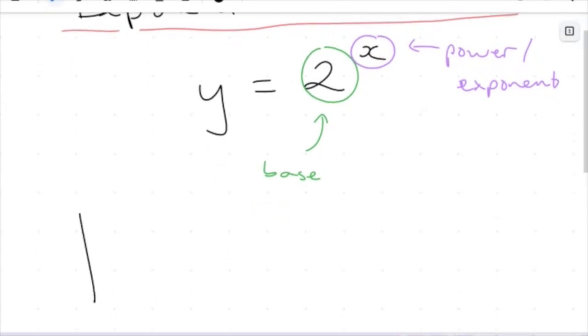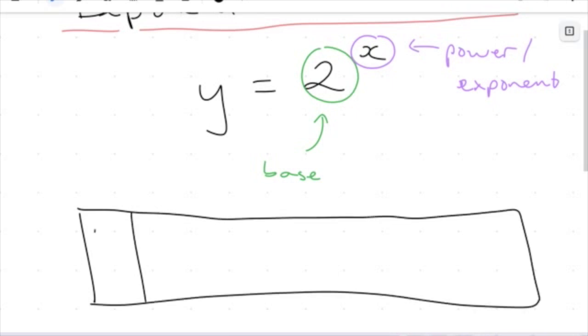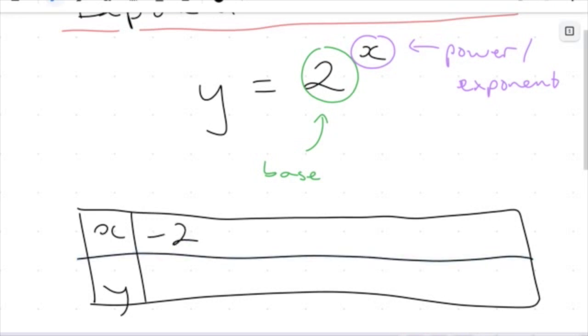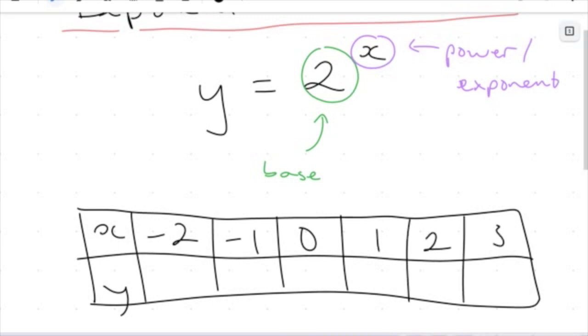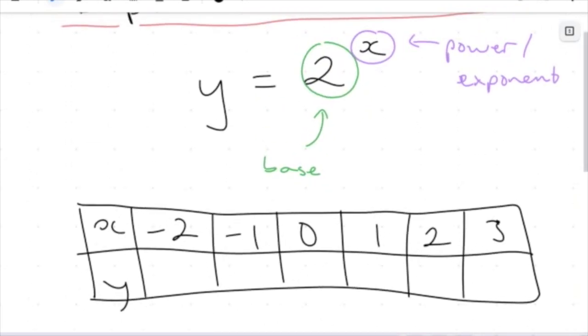Now, if I draw up my table of values, I'm going to pick a couple of values ranging from -2 up to +2. Let's go all the way up to 3 actually. I'm going to substitute all of these values of x into here. For my first one, substituting in x gives me 2 to the power of -2.